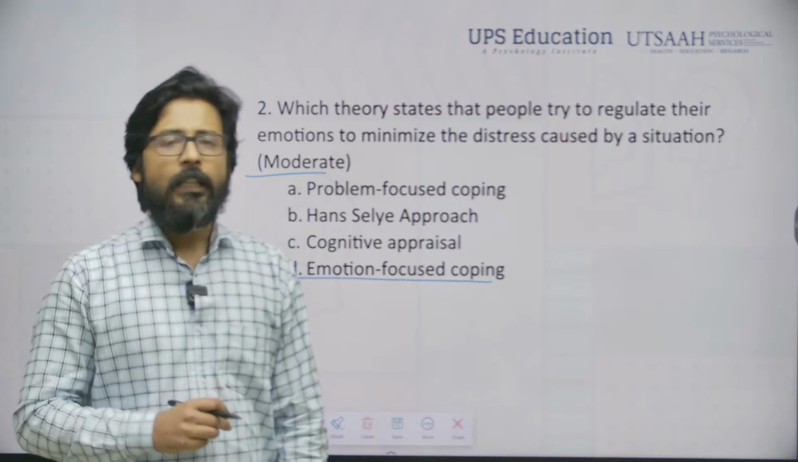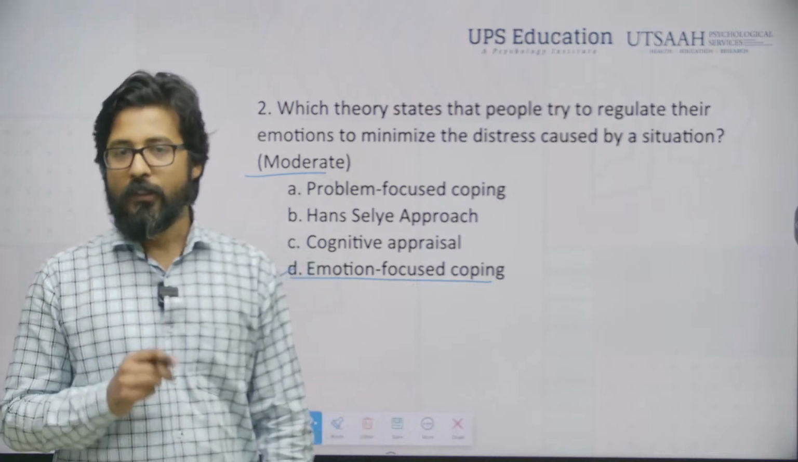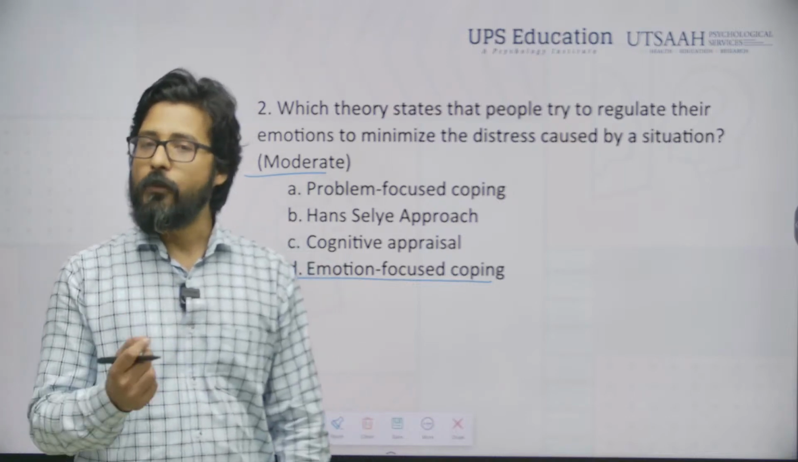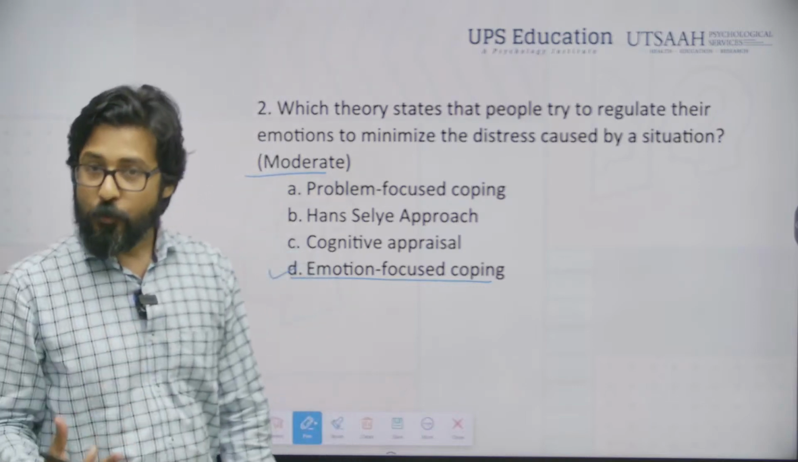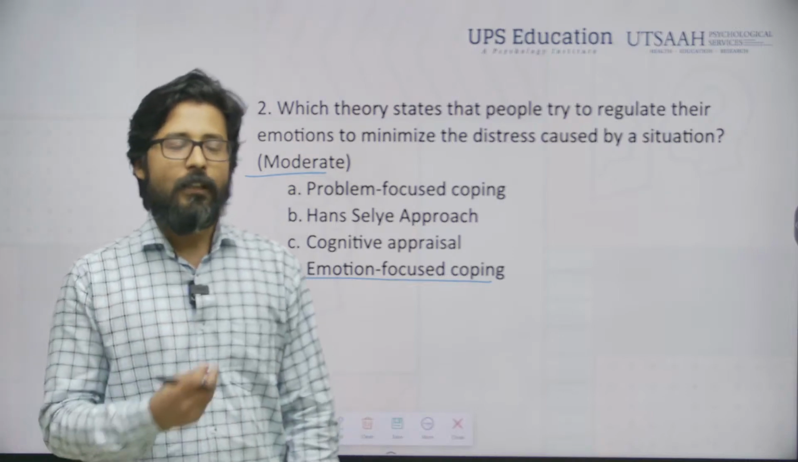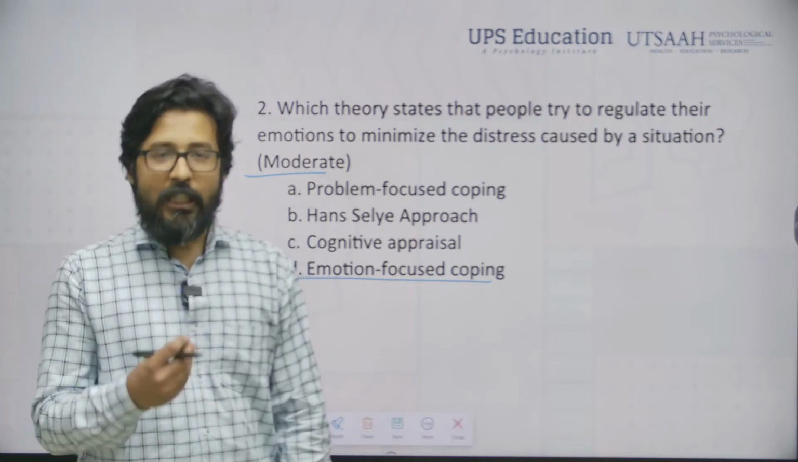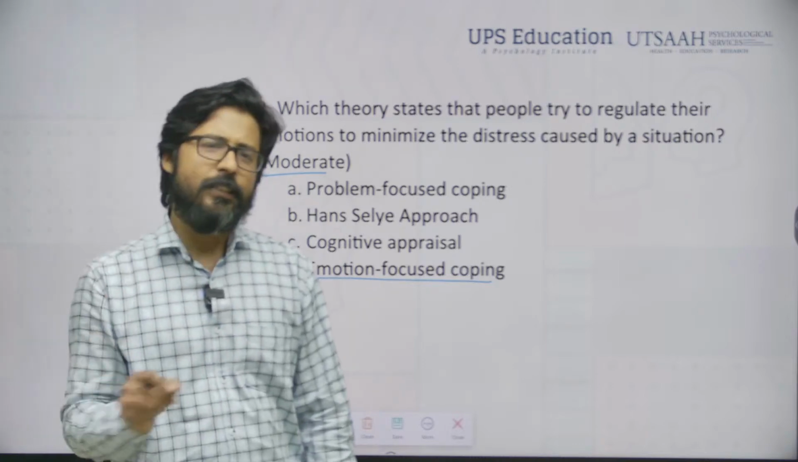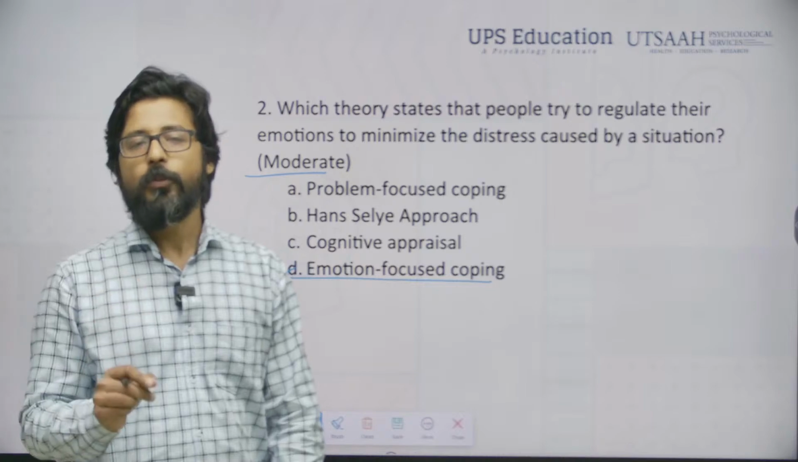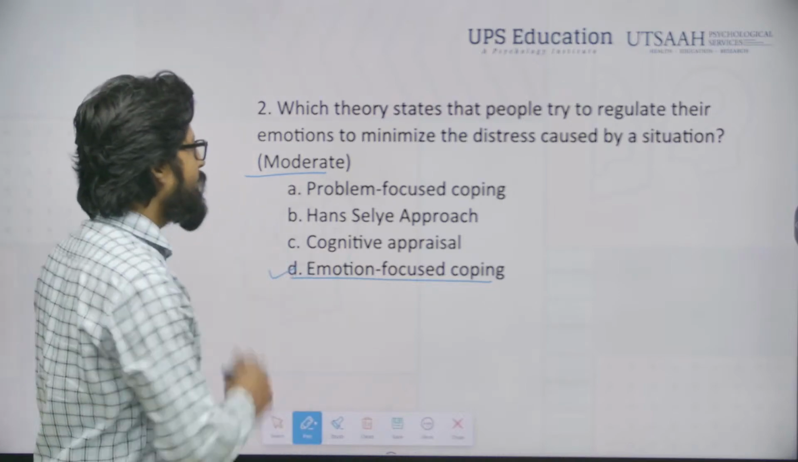It involves regulating emotion, such as seeking social support. We are helping our client to develop social support, reframing the situation, and the individual trying to engage in relaxation techniques. So all these things we are using in emotion focused coping. Correct answer will be D.